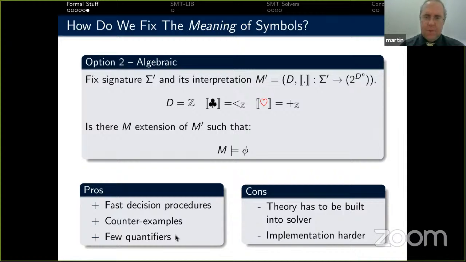However, there is a flip side. There is a disadvantage of doing things this way, which is that the solver has to have some knowledge of what the integers are. Somewhere buried in the code of the solver has to be a thing saying, okay, when they write that symbol, it means integer plus, and let's specialize to things we can do with integer plus.